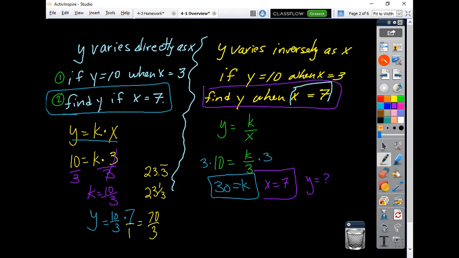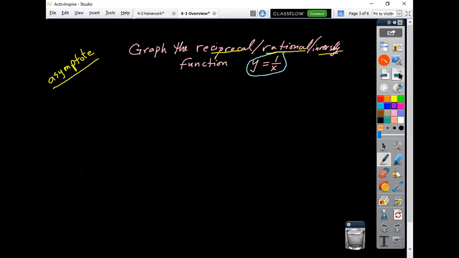So the problem again sets up as we have right here. Y equals k, which was 30, over x, which is 7. And so you could just stop there or divide it out. 7 into 30 is 4, with 2/7 left over. And so that's how a problem compares with the two.